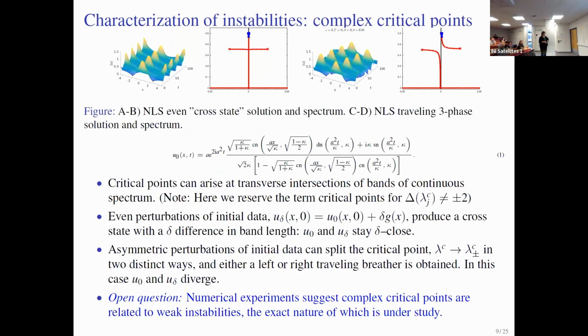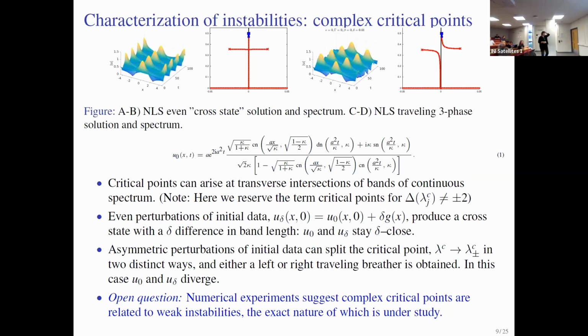Okay, so basically what we find in these experiments and in other experiments is that there are instabilities in the system that are not captured. And here I'm talking about just NLS. There are instabilities that are not captured by complex double points. And so we need to have a broader Floquet spectral characterization of instabilities for a general periodic solution.